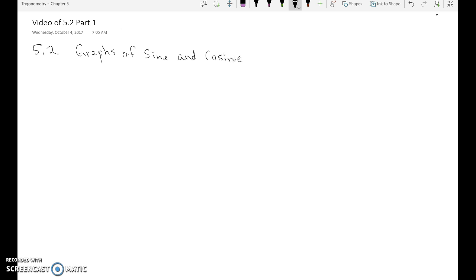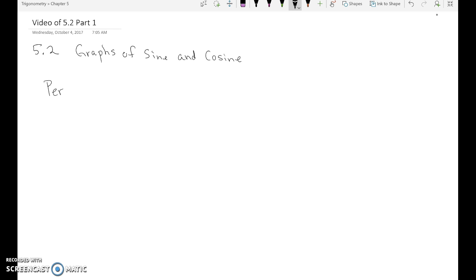So the first thing that we want to look at with these graphs is, first of all, we want to notice that sine and cosine, and in fact tangent and secant and cosecant, those are all periodic functions. All of the trigonometric functions are periodic functions.